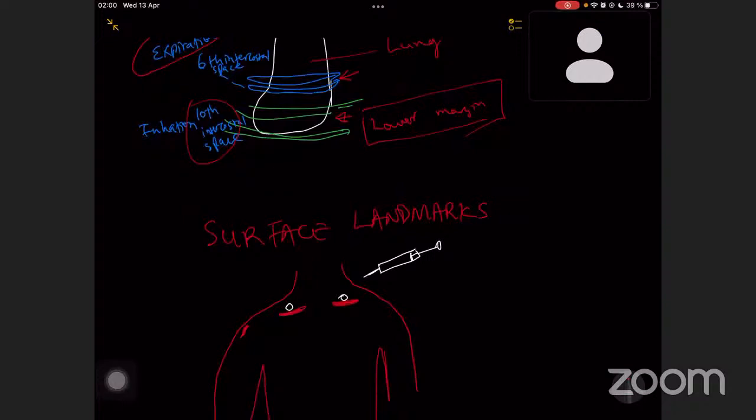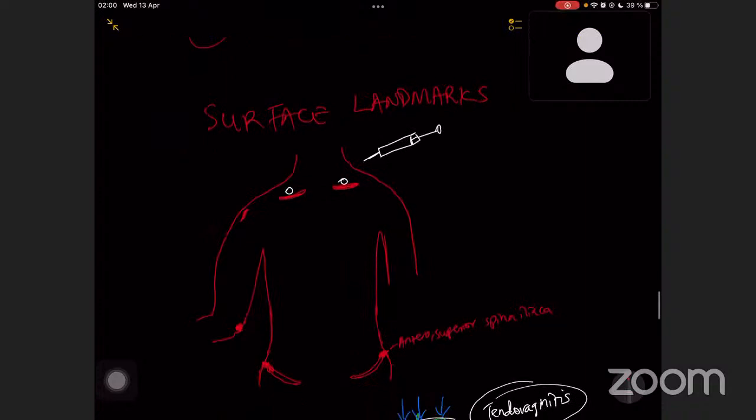Moreover, we can talk about the margins of the liver in relation to the ribs and the intercostal spaces. Or we can talk about the position and the margins of the pancreas in relation to the lumbar vertebrae. Now, let's go to surface markings.